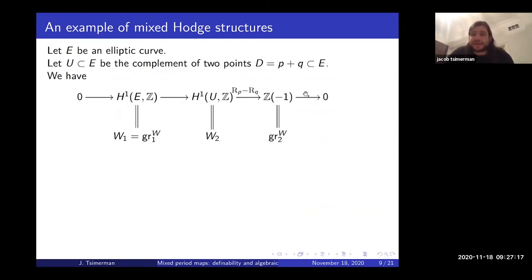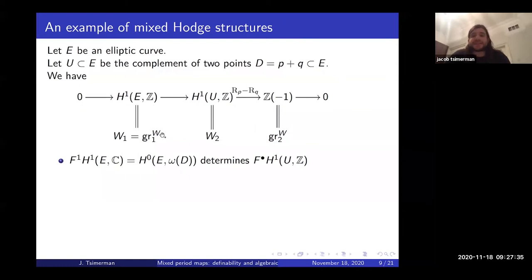Because this graded piece only has an F0 and an F1, and so does this graded piece, the whole mixed Hodge structure only has an F0 and an F1. The F0 just comes from the H1 of E part. And so in fact, it's enough to specify the F1 piece of the Hodge filtration globally in order to determine the entire mixed Hodge structure.